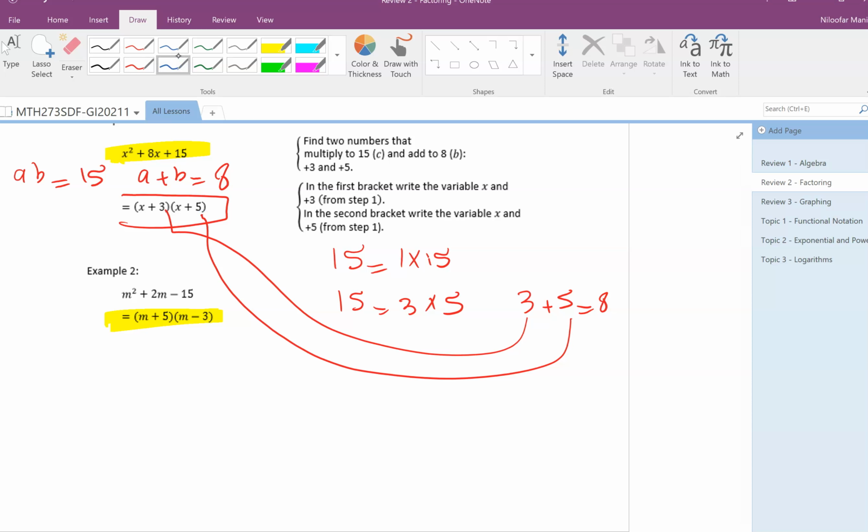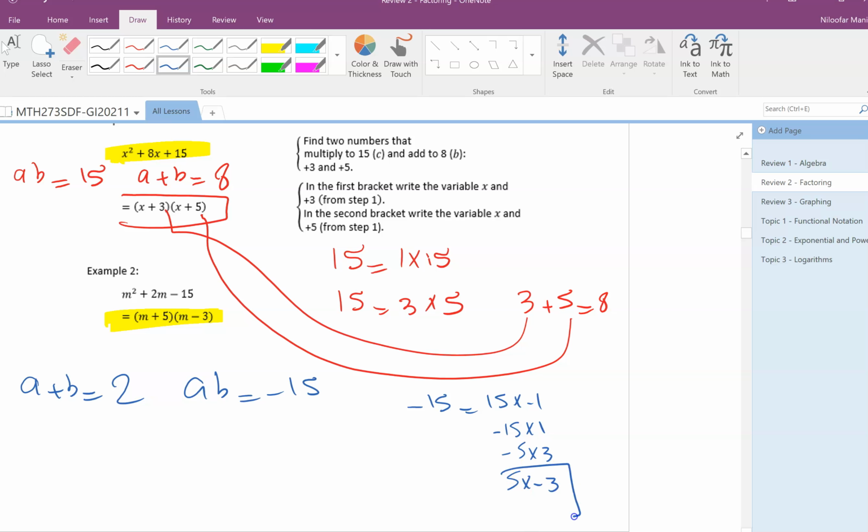Let's do the answer here. I am looking for two numbers. If I multiply them, minus 15, if I add them, 2. Okay, 15 times minus 1 doesn't help, because when I add, it's 14. Minus 15 times 1, no, it's minus 14. Minus 5 times 3, no, it's minus 2. I want 2. Oh, okay, 5 times minus 3. Yes, this is the answer. I stop. So it is m plus 5 times m minus 3.